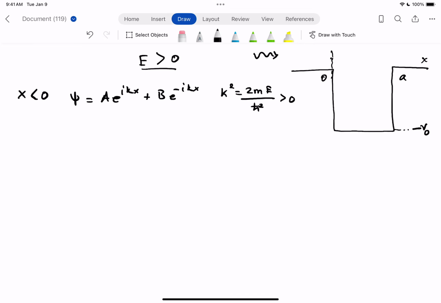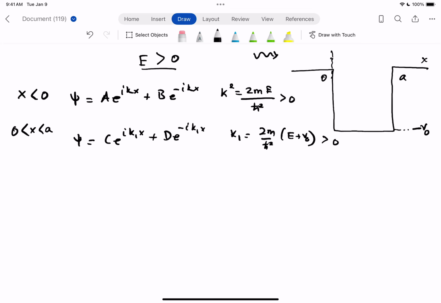Okay, in the region x between 0 and a, that's where the well is, psi is going to be C e^(ik1x) + D e^(-ik1x), where k1² is 2m over ħ² times (E + V0), and this is also positive. So this comes from just writing down the Schrodinger equation. We've seen this in class.